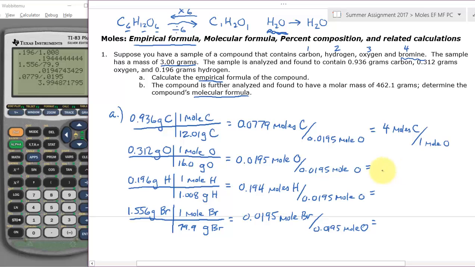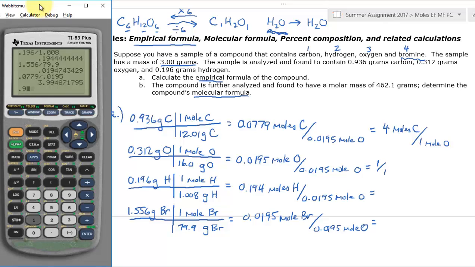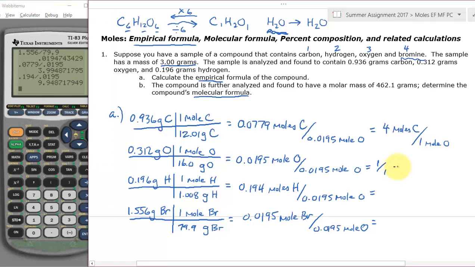Okay? On the next one, I can see it's going to cancel out. It's going to be 1-to-1, basically. So really don't need to show that one so much. But on the next one, 0.194 for my hydrogen, divided by 0.0195. Be really careful with zeros. It's easy to overlook them there. And my calculator says that's about a 10-to-1 ratio. 9.95, again, close enough to a 10-to-1 ratio. 10 moles of hydrogen for every 1 mole of oxygen.